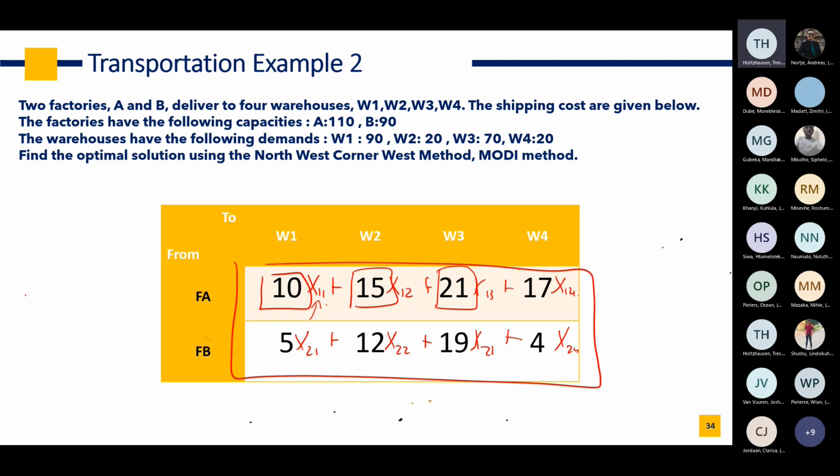And when we redraw our table, we actually just shove these coefficients to the corner because we're interested in finding what the decision variable values are. Those are the things that we need to find out. We already know what the costs are. We want to find those decision variables. So again, let me just clean this up.